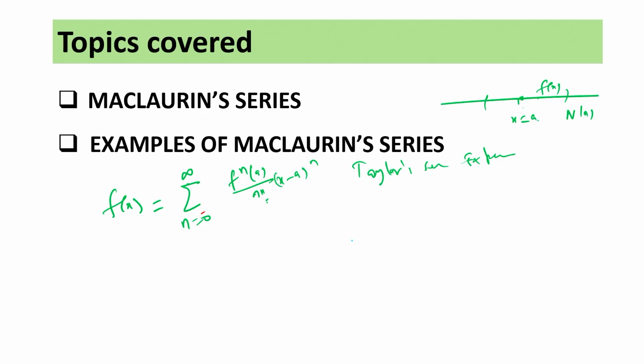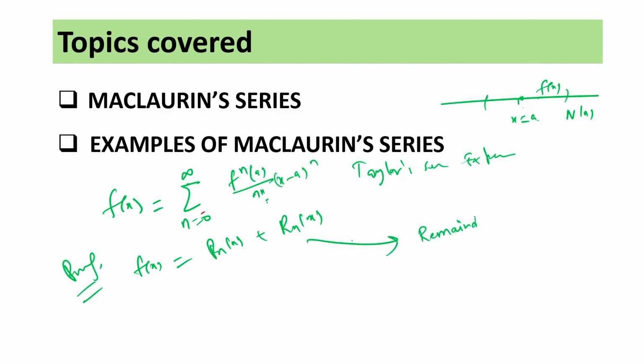And how had we proved it? We had proved it by writing f of x equal to P n of x plus R n of x, right. R n of x is nothing but the remainder term after the nth term, right, and P n of x is the polynomial, and we make this P n of x the sequence of nth degree polynomials.